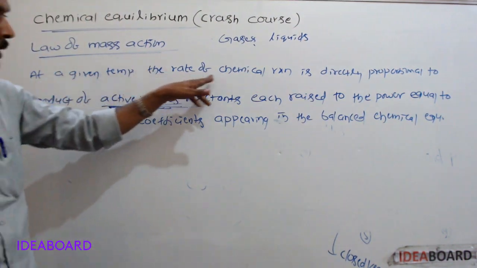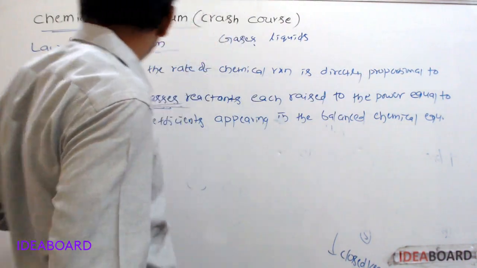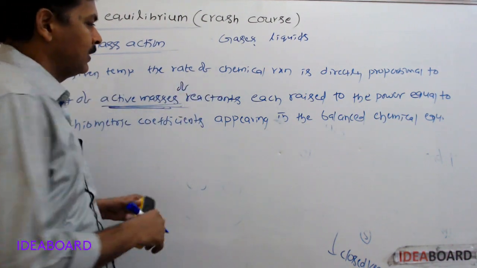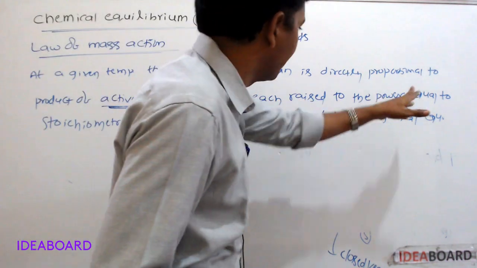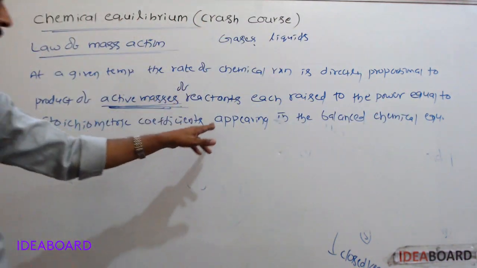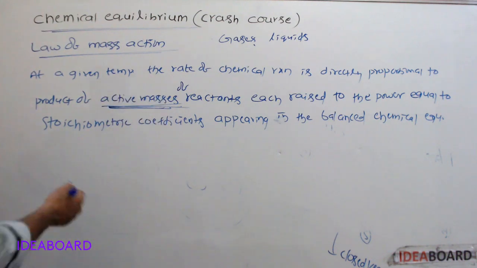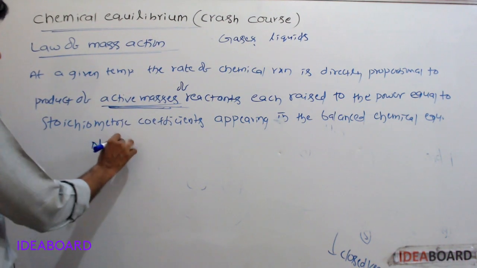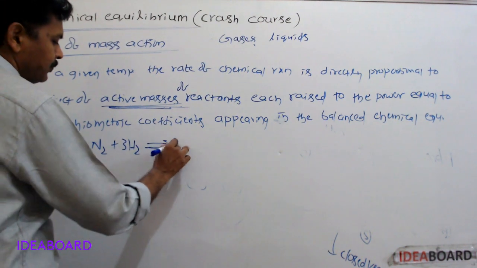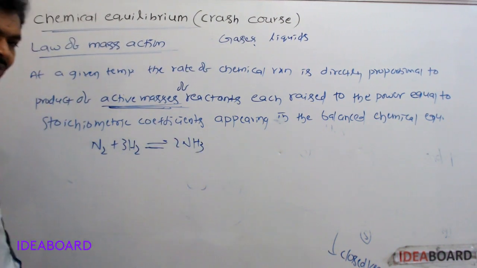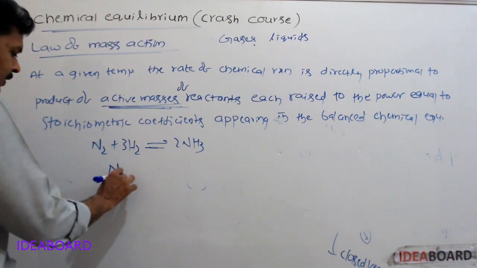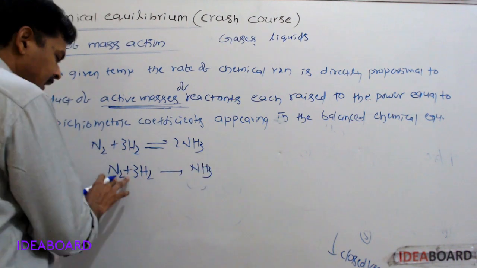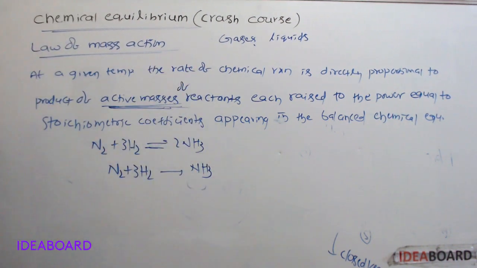So that means if we take one reaction, N2 plus 3H2 gives rise to 2NH3. Here what is the forward reaction? Conversion of reactants into products is called forward reaction.